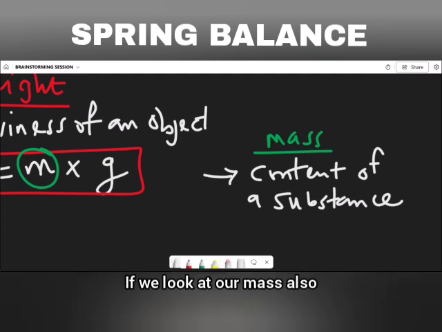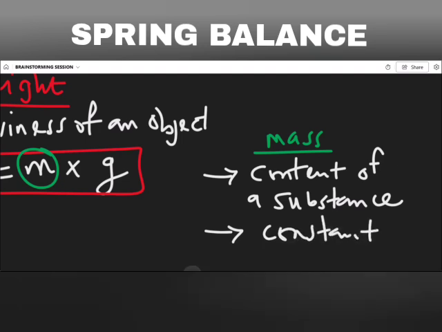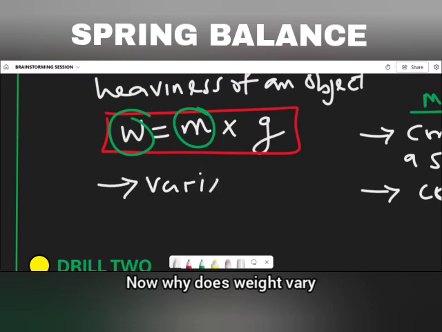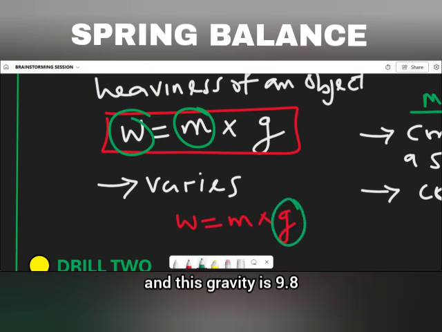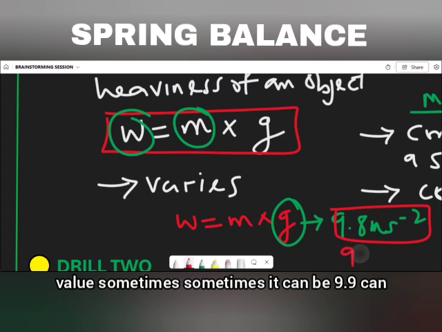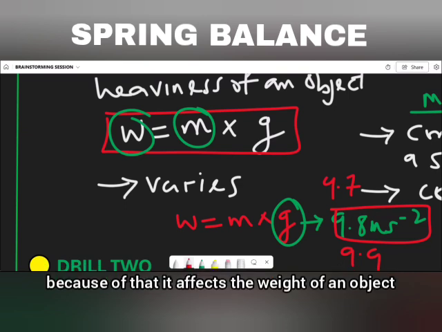If you look at our mass also, mass is always constant. But weight varies. Now, why does weight vary? Because recall that weight is equal to mass times gravity, and our gravity is 9.8 meters per second squared. So it's not a constant value. Sometimes it can be 9.9, can be 9.7, depending on the location it is on the earth. So because of that, it affects the weight of an object.